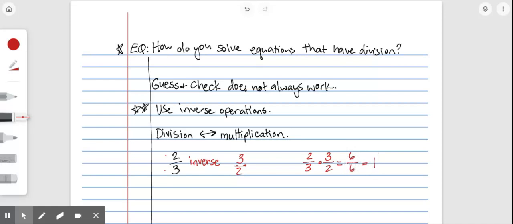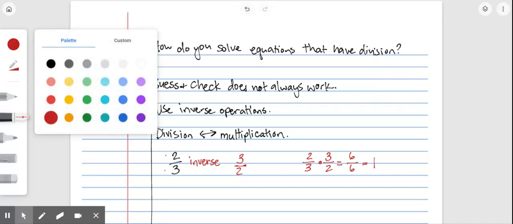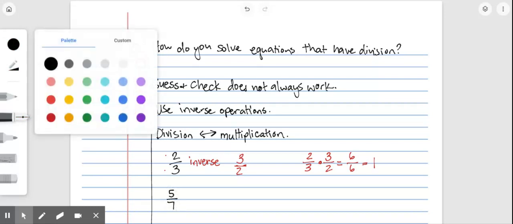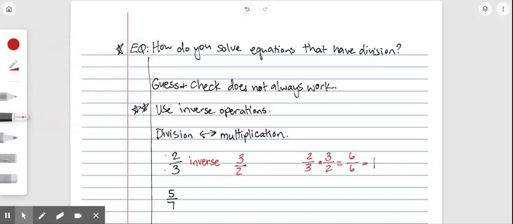I have basically undone that number. Okay, when you have a multiplicative inverse, it undoes the other number. It makes the other number become 1. Let's try another one. So if I start with 5/7, let's find the inverse of 5/7. Just like with 2/3, I'm going to find the inverse by flipping the numerator and denominator. So the inverse is 7/5.